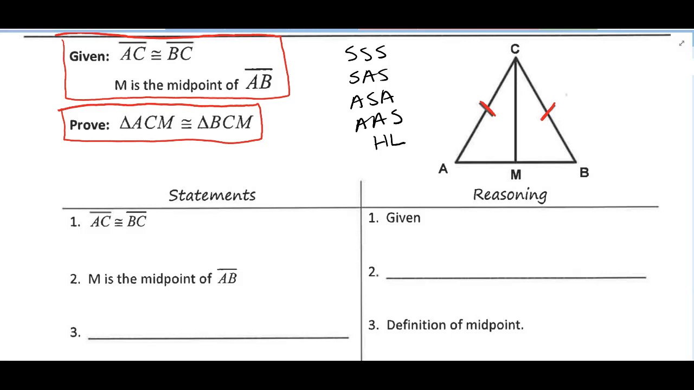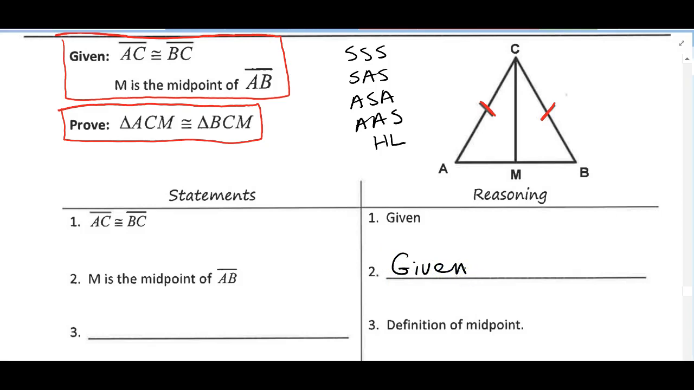So if you come down here, we have our statements and we have our reasons. I usually just call it reasons instead of reasoning, but either one is fine. And notice we have AC is congruent to BC. That's my first statement. And the reason that I can write this in the statements column is because it is given to me in the problem. So we simply write given. And then our next statement is M is the midpoint of segment AB. And again, we always have to provide a reason. The reason for that is that it is given to us in the problem. So we simply write given.